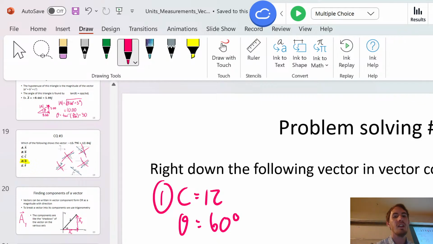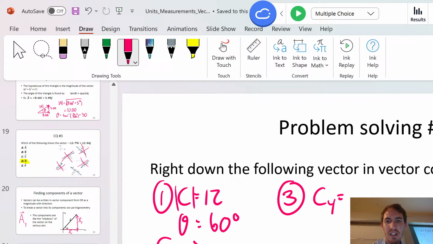First step, what's given? C is 12, theta is 60. Magnitude of C is 12. Second step, what are we solving for? Well, we want to write the vector in terms of CX i hat plus CY j hat, aka I want the CX and CY. Step 3, what equations am I going to use? Well, CY is going to be the hypotenuse times cosine.